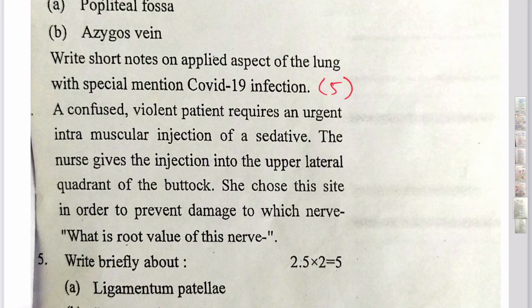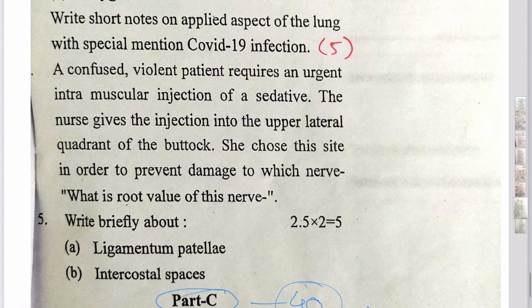A confused violent patient requires an urgent intramuscular injection of sedative. The nurse gives injection into the upper lateral quadrant of the buttocks. She chooses this site in order to prevent damage to which nerve? What is the root value of this nerve? Obviously, it's the sciatic nerve. Sciatic nerve has to be taken care of while giving these intragluteal injections.